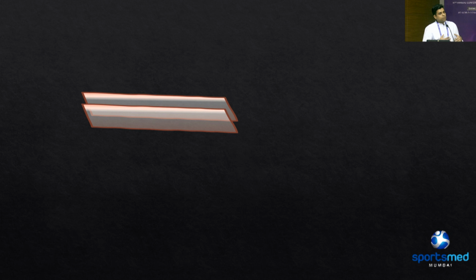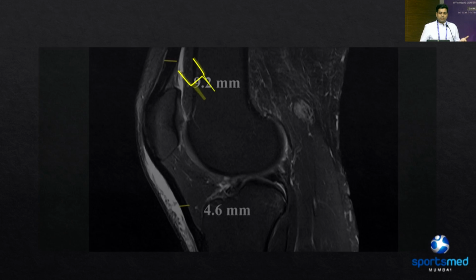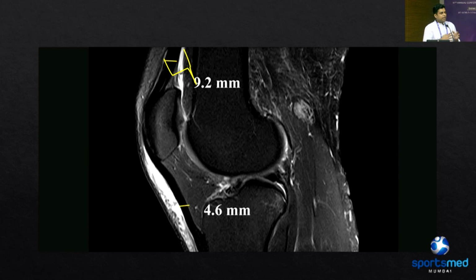Essentially there are 2 layers that you go through. The superficial layer is the rectus femoris insertion, and the deep layer is the vastus intermedius, and a combination of both of these together forms up to double the size of a bone patellar tendon bone.